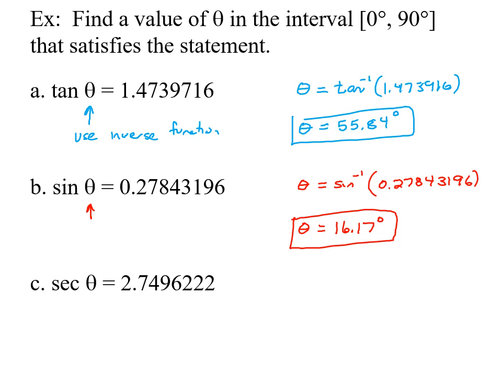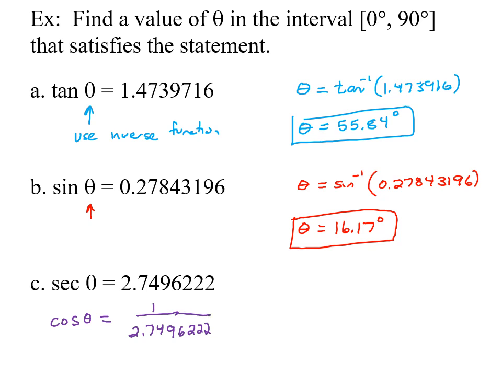Now, usually the ones with secant, cosecant, and cotangent on them, those are the ones that I have people really get confused about. There is no secant inverse button on my calculator, just like there is no secant button on my calculator. And so to do this, we've got to get it back to its reciprocal of cosine. To do that, I change secant to be cosine, and I can do that if I flip it over. So basically I'm flipping both sides. If you flip over secant, you get 1 over secant. That's where cosine comes from. If you flip over the other side, I get 1 divided by 2.7496222.